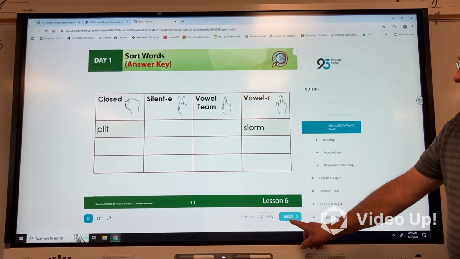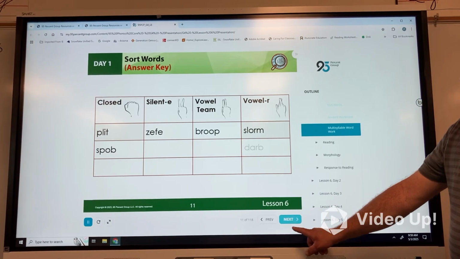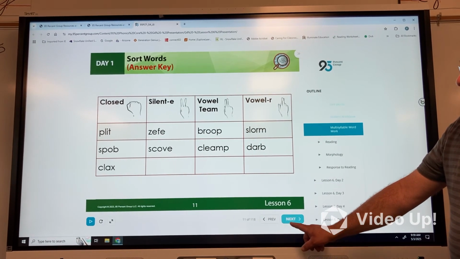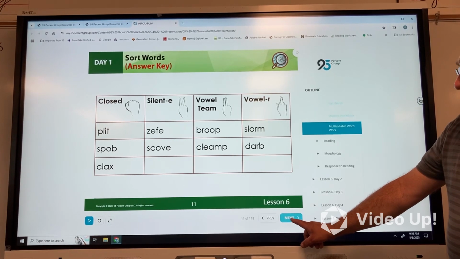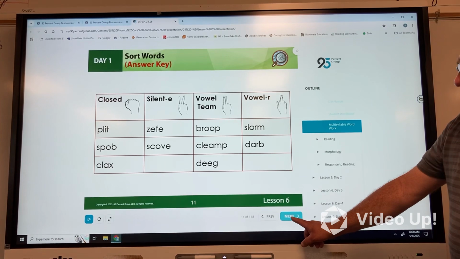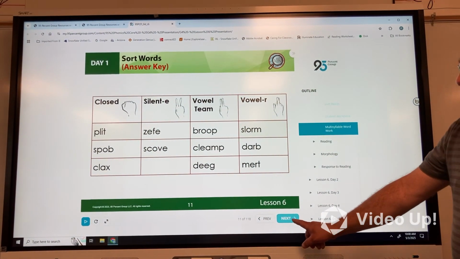You can see that they have several words that they will complete. These are some of the nonsensical words that we are trying to work on. We do try to review things that we have covered previously, the closed syllable, the silent E, and the vowel team syllable patterns. And we specifically work this week on vowel R patterns.